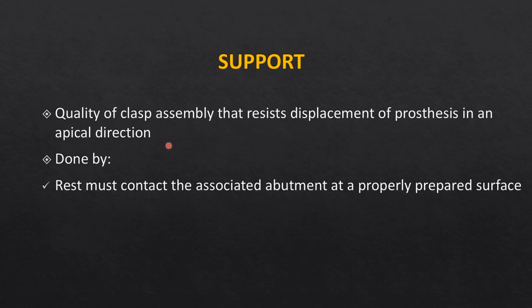Next, coming to the support. Support, the quality of the clasp assembly that resists the displacement of the prosthesis in an apical direction, that is towards the supporting tissues or towards the denture base tissues, is known as support. And primarily the support is provided by the rest and the rest seat on the abutment tooth.